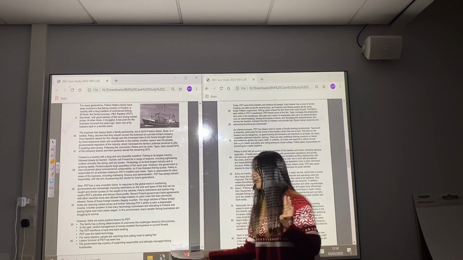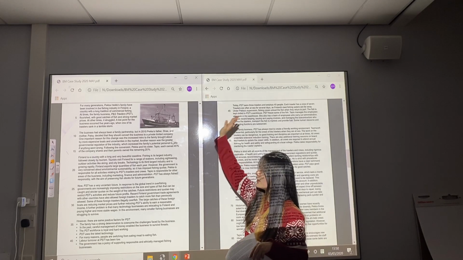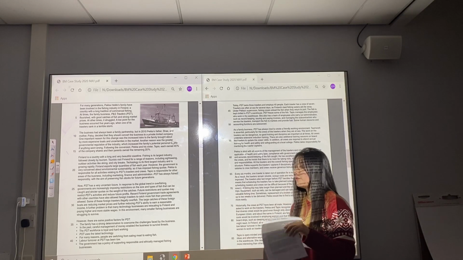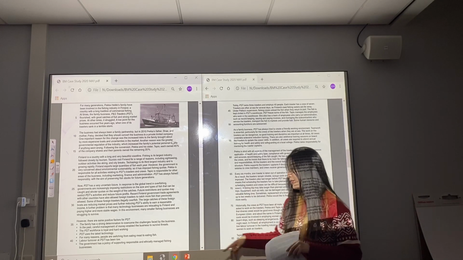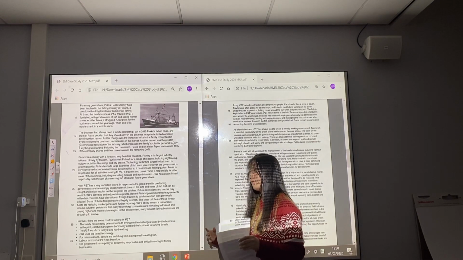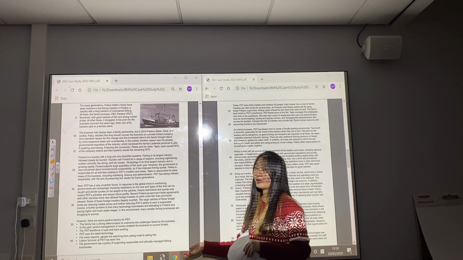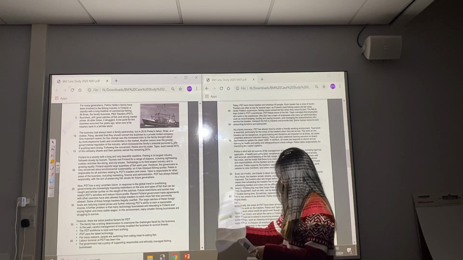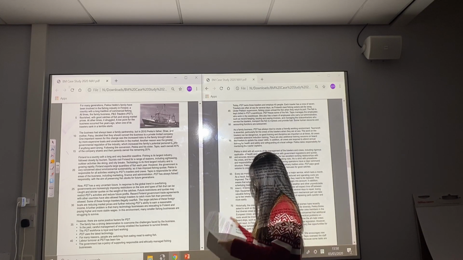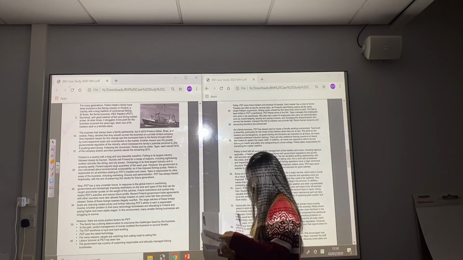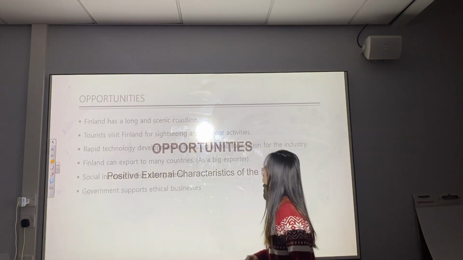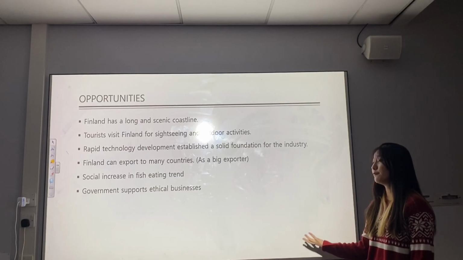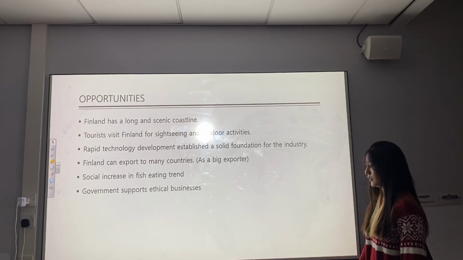Government supports ethically managed fishing businesses. And if we see at the beginning, PST is being very ethical with how much they fish, being very careful that they don't overfish. So the fact that governments provide support for those kinds of businesses could be a great opportunity for PST. So these are some external positive factors that surround PST.